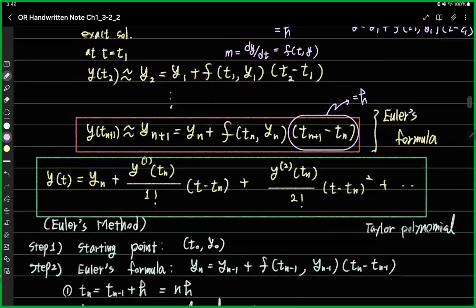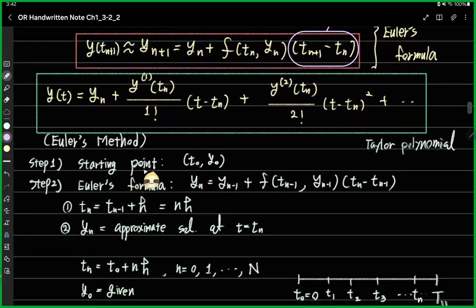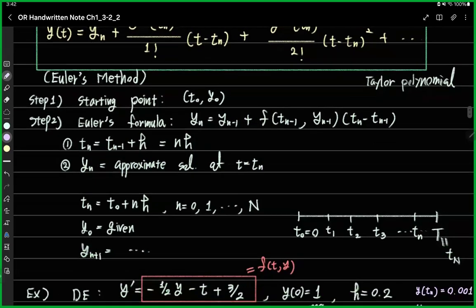Here's the pseudocode. The starting point is the initial conditions, and the Euler formula right there. Then we increase t sub n, the increment of the time. We plug in the approximate solution and find the value of y sub n using the Euler formula at t equals t sub n. Then repeat this process. That's the pseudocode of the Euler method.